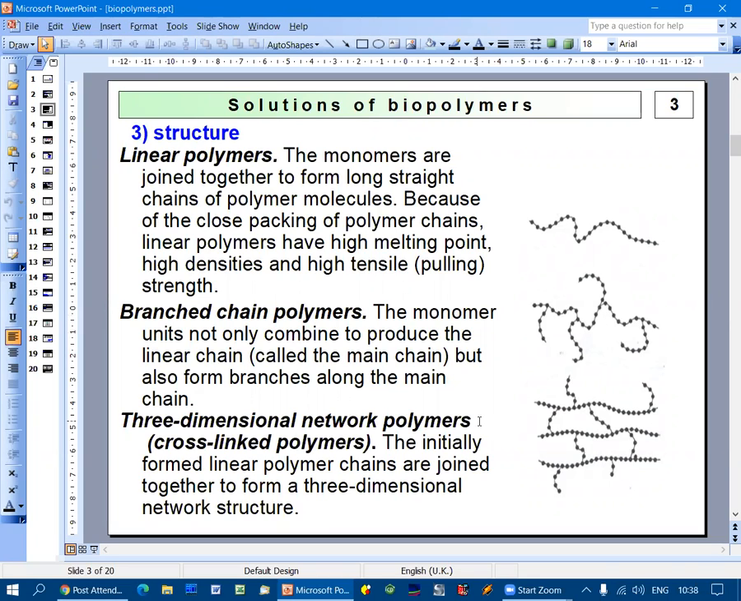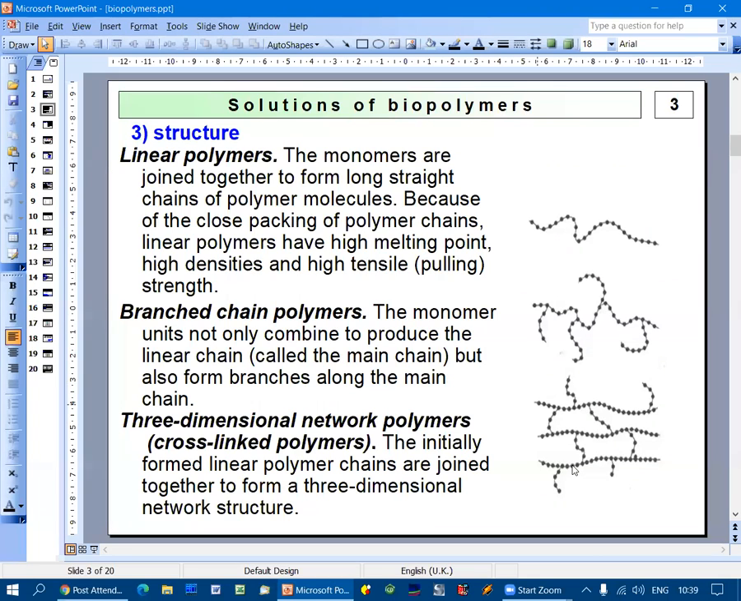And three-dimensional network polymers or cross-linked polymers form when initial linear polymers are joined together and form such three-dimensional structures.